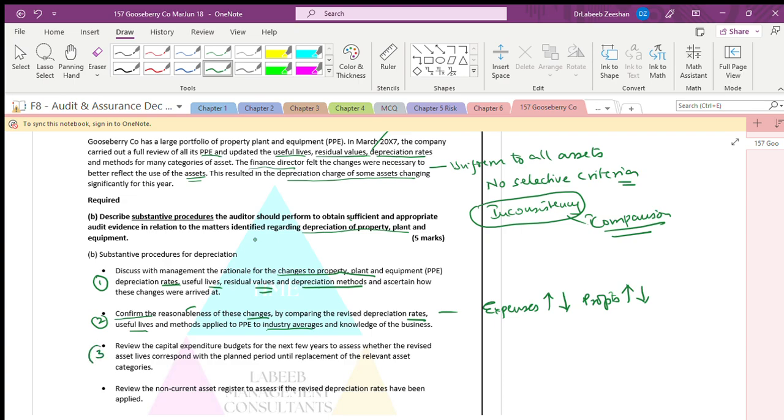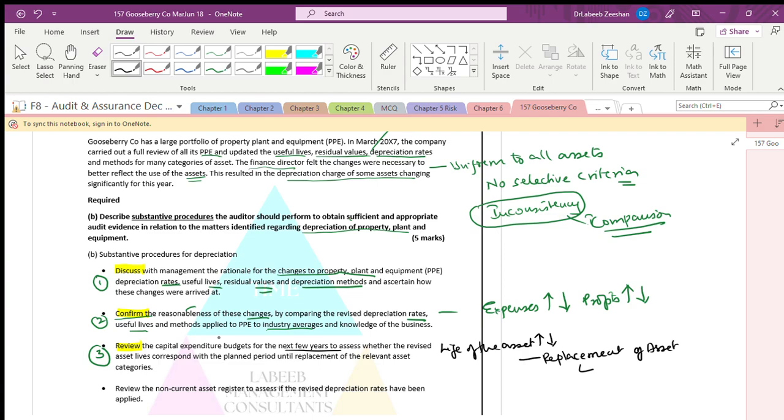Third one, it says: first we discuss, then we will confirm, and next we will review. Review the expenditure for the next few years to assess whether the revised asset lives are appropriate. When we are saying revised lives, it is the life of the asset. If the life of the asset is increased or decreased, definitely it will have an effect on the replacement of the asset.